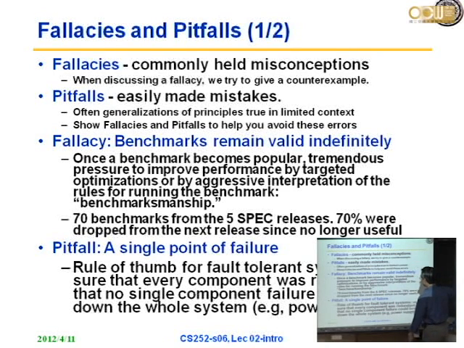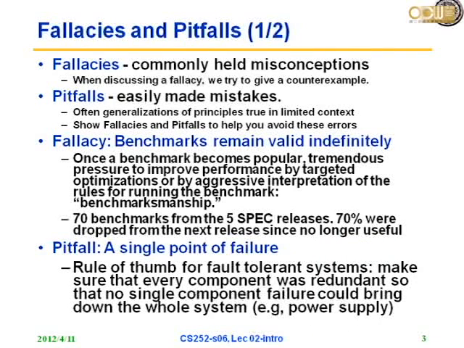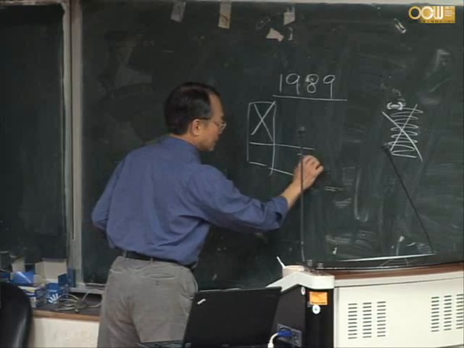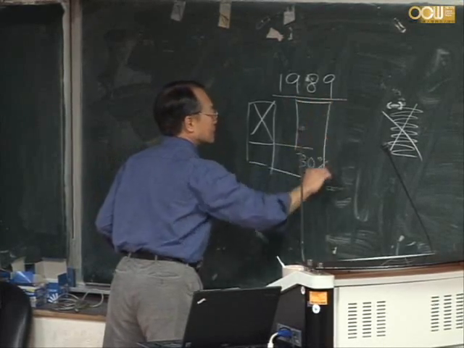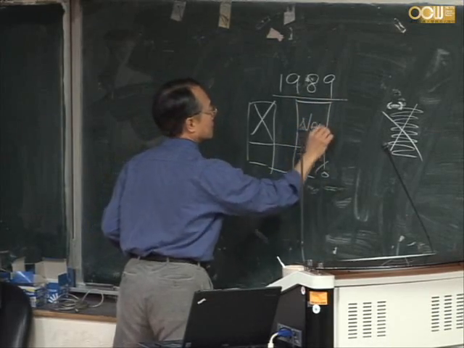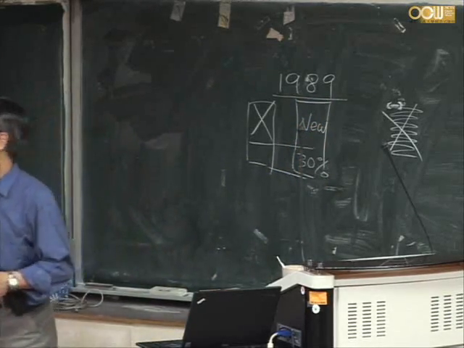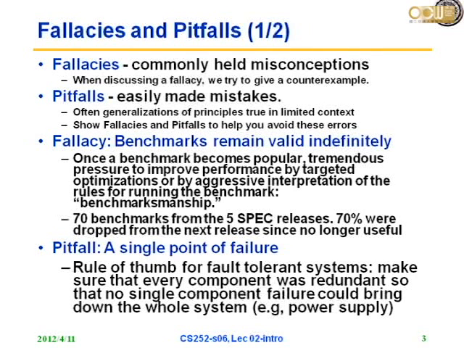So from 1989 to the year 2000, of 70 benchmarks from the five SPEC releases, 70% were dropped from the next release since they were no longer useful. Every time, the benchmark suite has 70% of the original programs dropped. And this is the remaining 30%, plus maybe some new ones. Okay, every generation of new SPEC CPU or whatever.